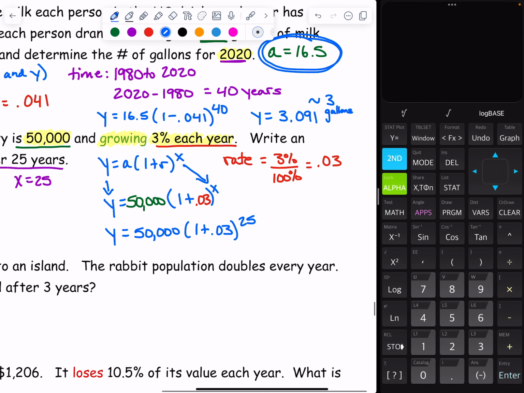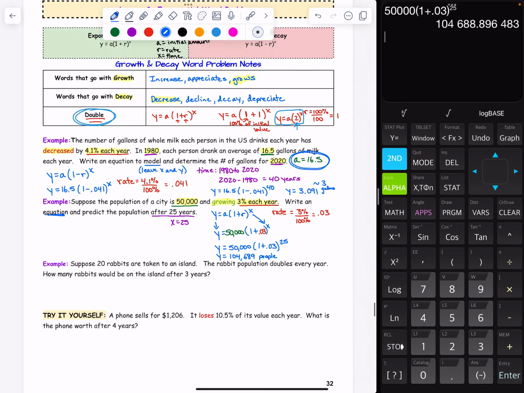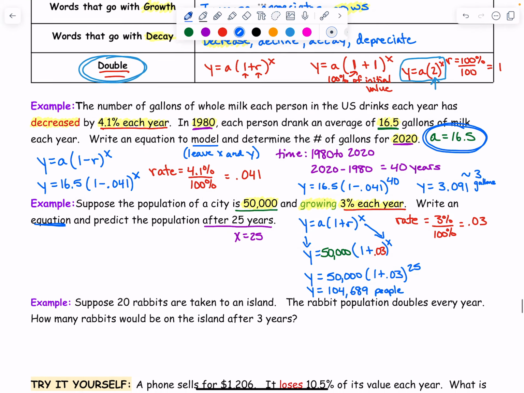So let me zoom in a little. So I'm going to type in 50,000 times (1 plus 0.03) to the power of 25. And I get 104,688.89. So let's round up to 9, because we're talking about people. And so it makes sense to round up to the next whole number for people. Okay. So let's look at another one.